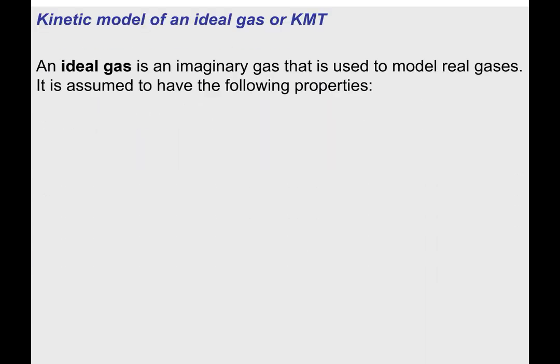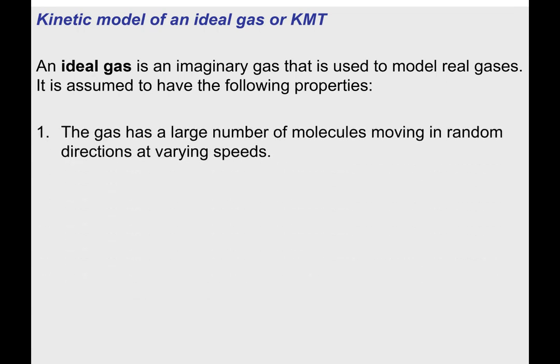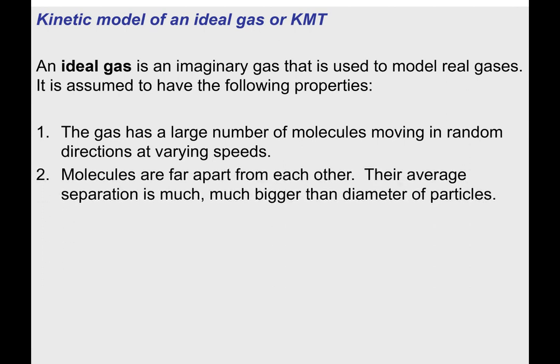An ideal gas is an imaginary gas that is used to model real gases, and it is assumed to have these four properties. The first assumption is that the gas has a really large number of molecules, and they're all moving around in random directions at varying speeds. The second one is that the molecules are far apart from each other. Their average separation is much, much bigger than the diameter of the particles themselves.